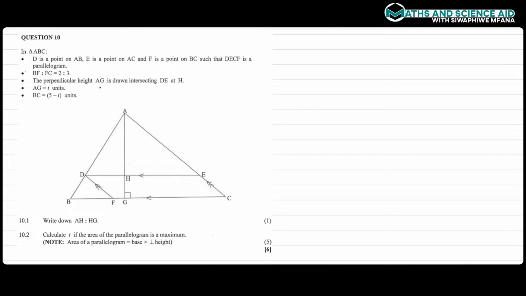In triangle ABC, so let me use a pointer here so that you can follow. So we've got the big triangle ABC.